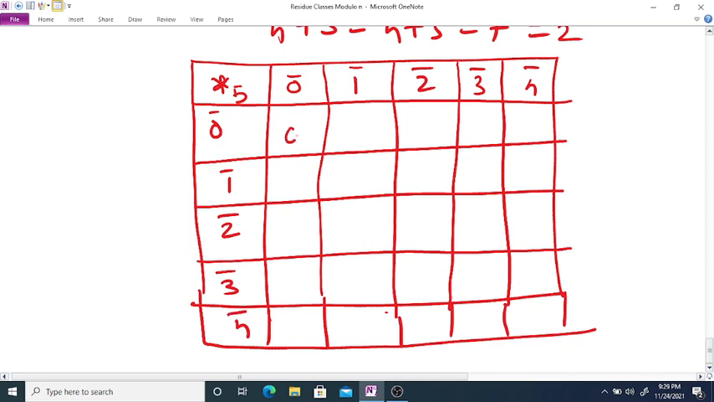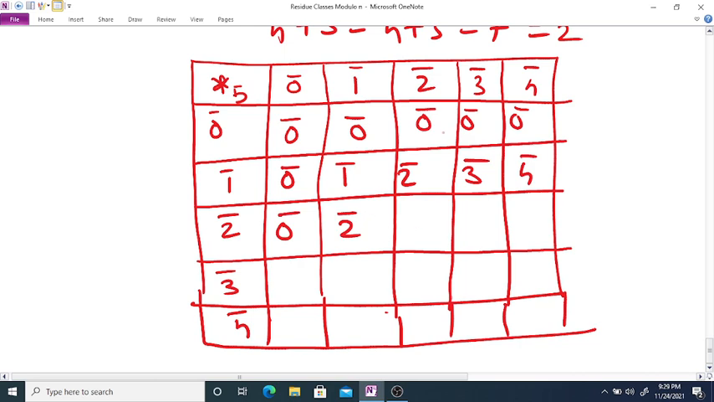So 0 bar into 0 bar is 0 bar. This is again 0 bar into 1 bar is 0 bar. You can see here 0 bar. 1 into 0 bar is 0 bar. 1 bar, 2 bar, 3 bar, 4 bar. 2 bar into 0 bar is 0 bar. 2 bar into 1 bar is 2 bar. 2 bar into 2 bar is 4 bar. 2 bar into 3 bar is 6 bar.